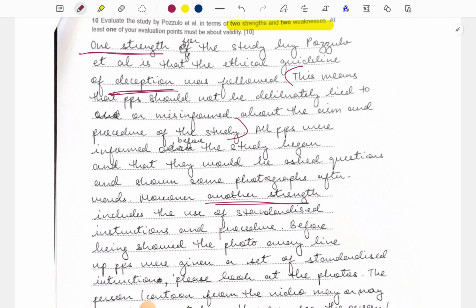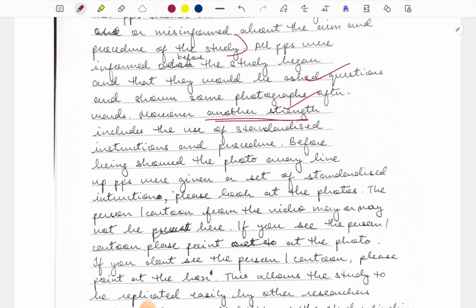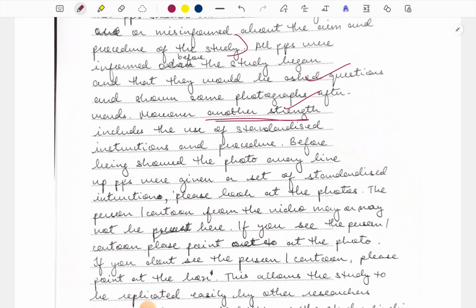They were told that they would be asked questions, they would be shown some photographs. So here also, following the 𝗶 format, she keeps on naming the points, elaborating on them, contextualizing or putting them in relation to the study. That's exactly how it has to be written. And she completes the point fully before moving to the next strength.